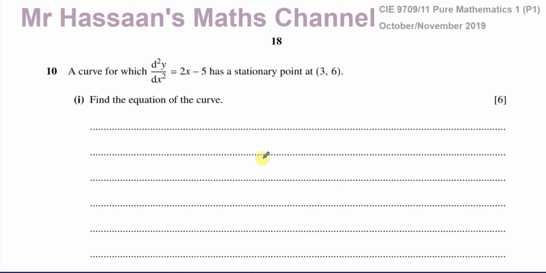And this question here is all about differentiation and integration mainly. The question tells us about a curve for which d squared y dx squared is equal to 2x minus 5, and it has a stationary point at (3, 6). Find the equation of the curve.